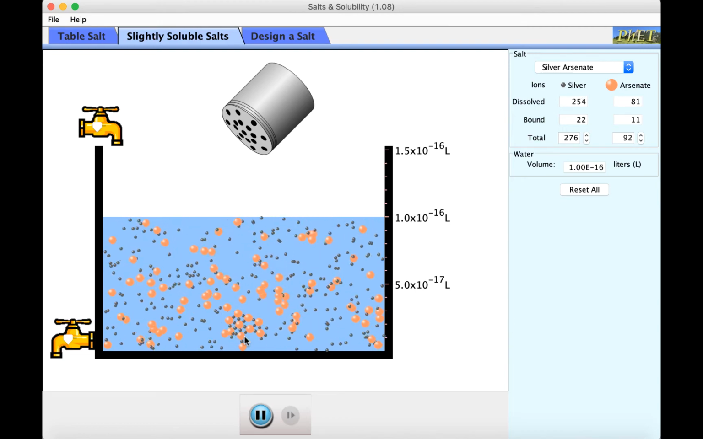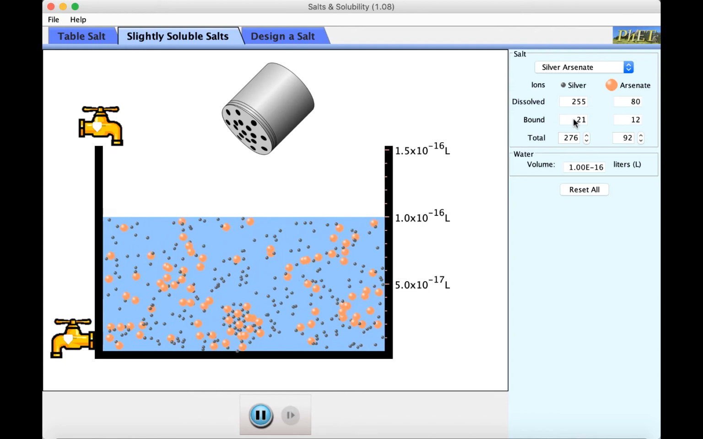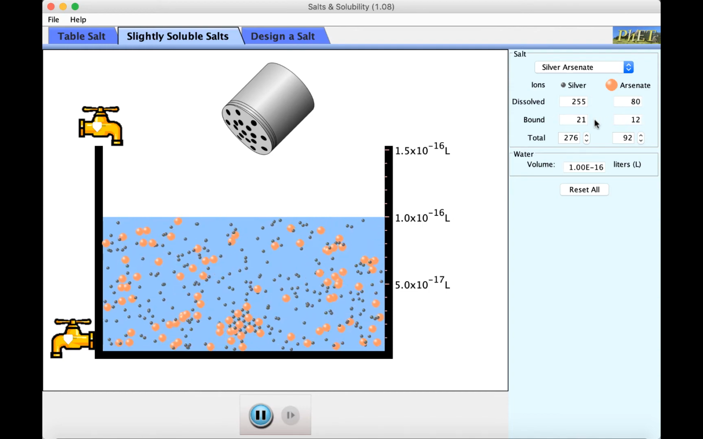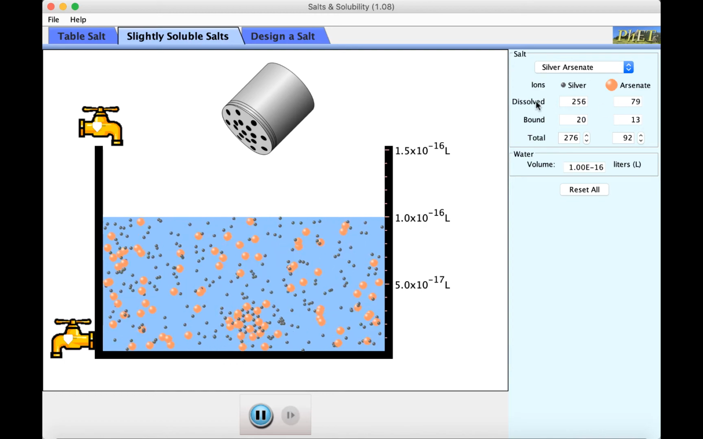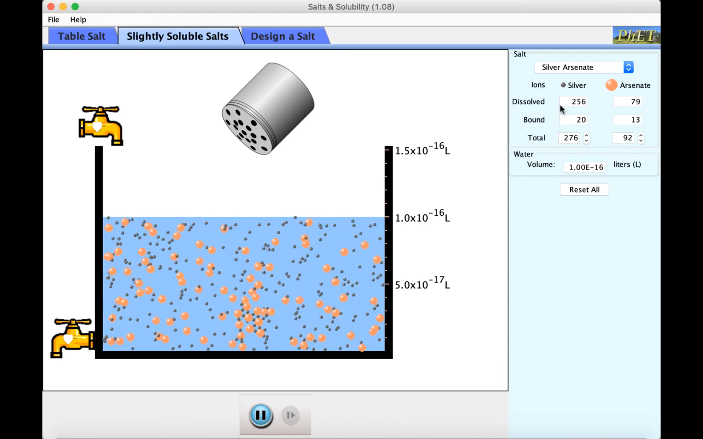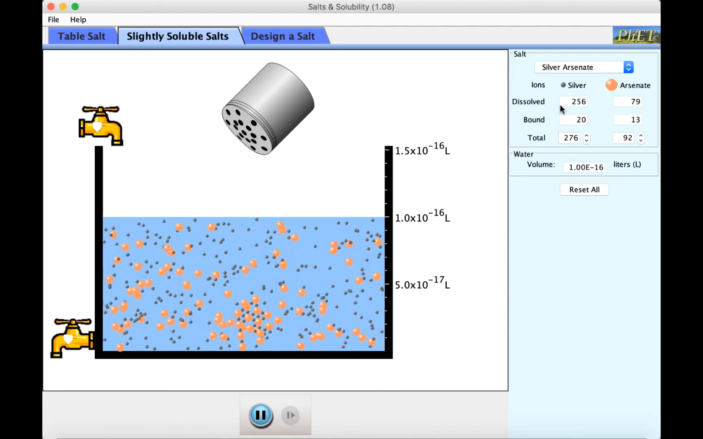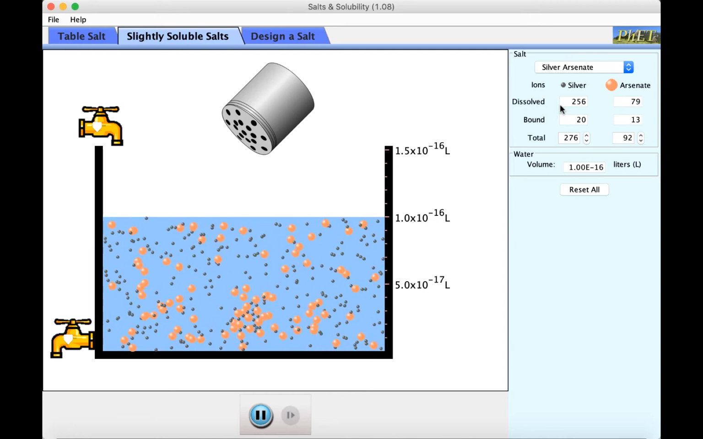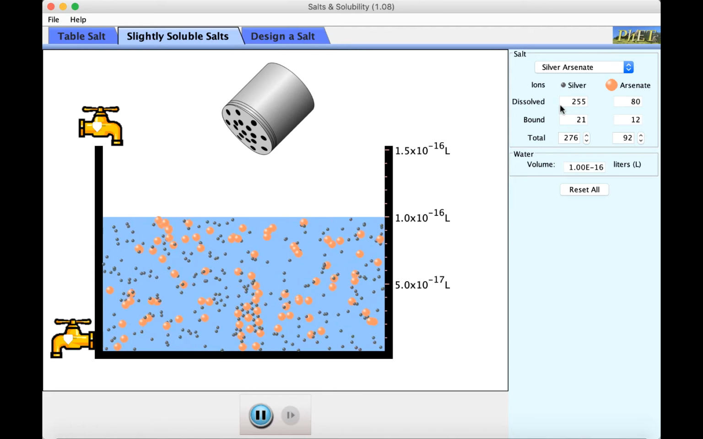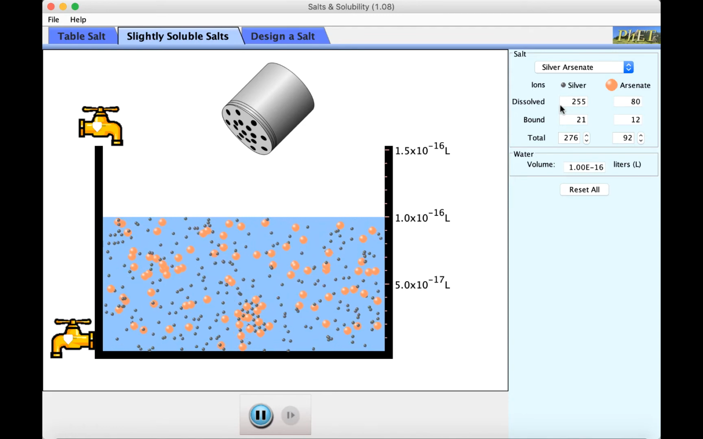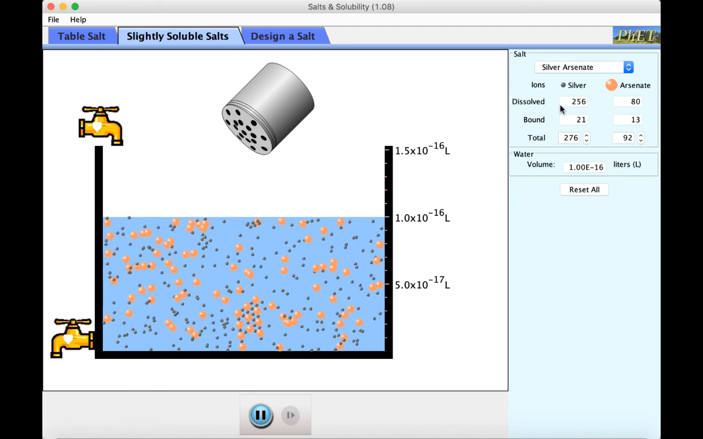So what's happened here is that we have reached the saturation point. And over in the counts, you'll see that we now have a number of particles that remain bound, meaning not dissolved. And the dissolved represents the limit, or the solubility limit, at this particular amount of water. So it's really governed by how much space there is between the water molecules, the effectiveness of the water molecules to be able to pull the silver and the arsenate apart, the amount of space there for the silver and the arsenate ions to occupy when they're dissolved.